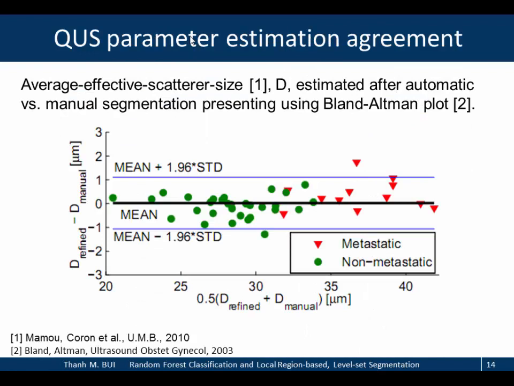We also evaluated the methods in terms of QUS parameter estimation. In a previous study, the average effective scatterer size was found to be the best QUS parameter for characterizing between metastatic and non-metastatic lymph nodes. This slide shows a Bland-Altman plot of the average effective scatterer size estimated after automatic versus manual segmentation. You see that the 90% limits of agreement are small enough for our application.